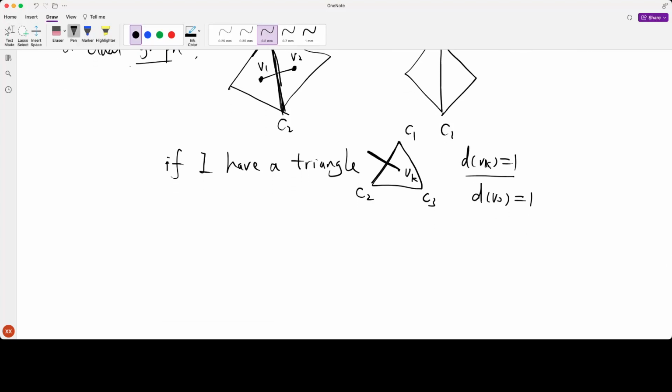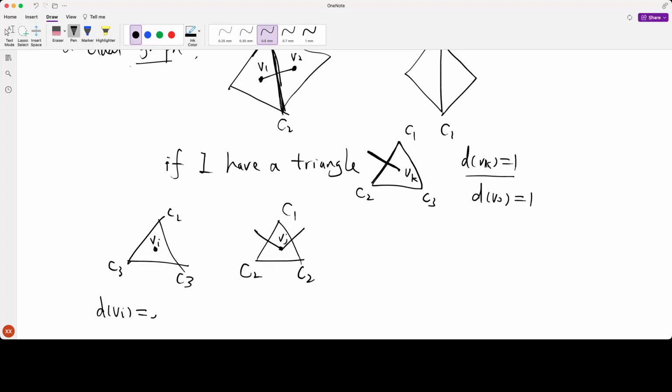And in another situation, for example, if I have something C2, C3, C3, then this vertex has no edge. It cannot join other neighboring triangles because there is no C1, C2 edge. Another situation, if I have C1, C2, C2, then this one has degree 2. So let's call this Vi and this Vj. What I'm saying is that d(Vi) is 0 and d(Vj) is 2.